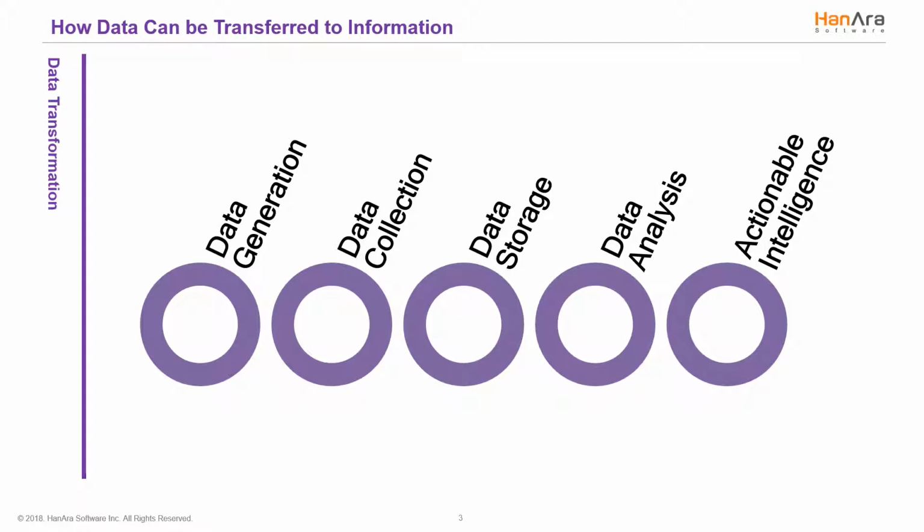So data is and will continue to be important in the coming years, and all layers of the organization must understand data and the value it provides. But what does the data process look like? For Hanara, we see the data process as follows. The first step is data generation, then data collection, followed by data storage and data analysis, finally ending with actionable intelligence. This is a continuous flow, and an organization will be engaged in all of the stages at the same time. So let's take a dive into the various stages of data transformation.